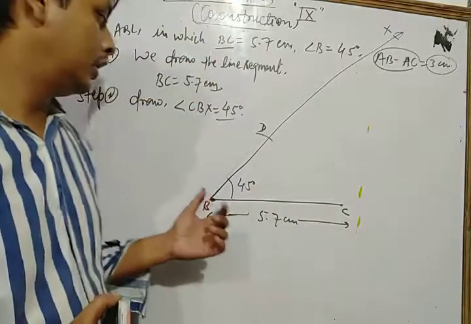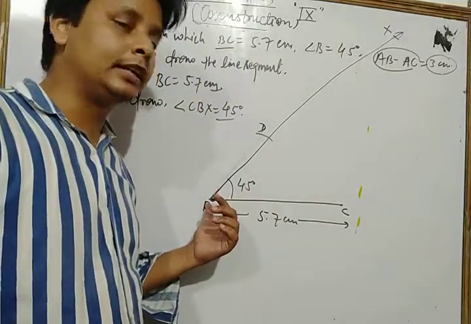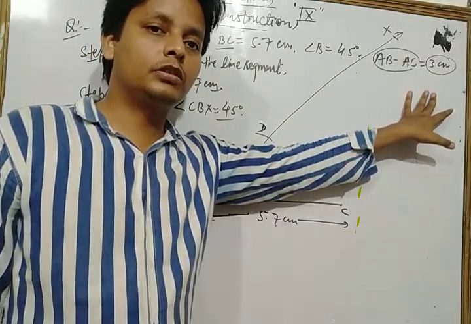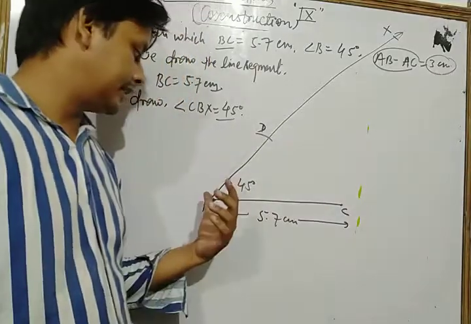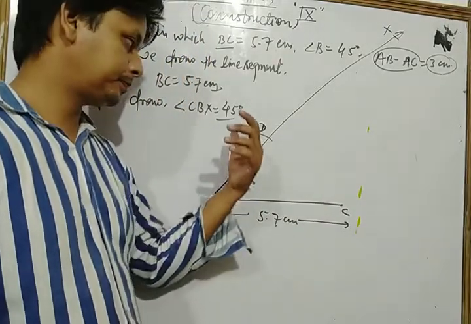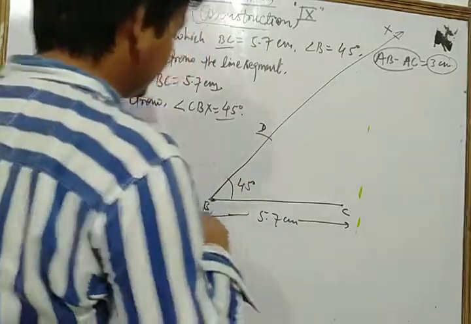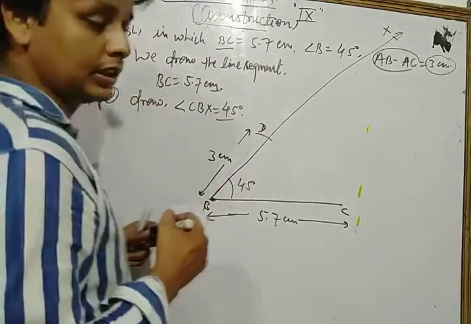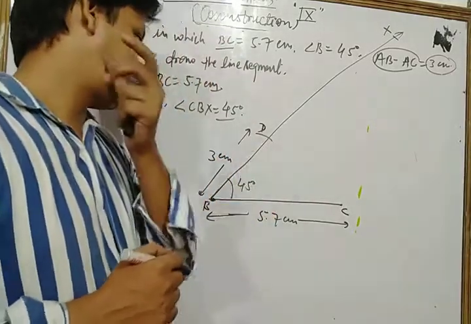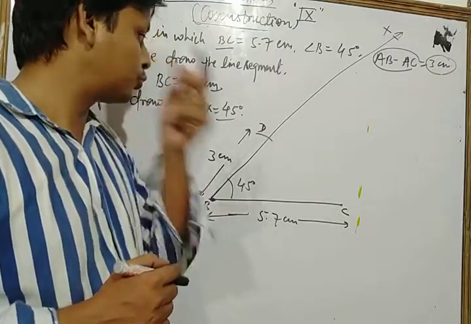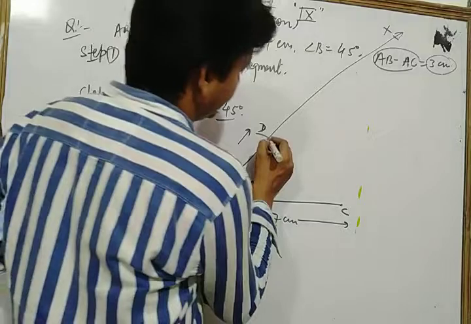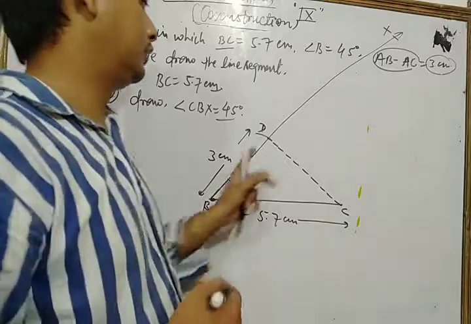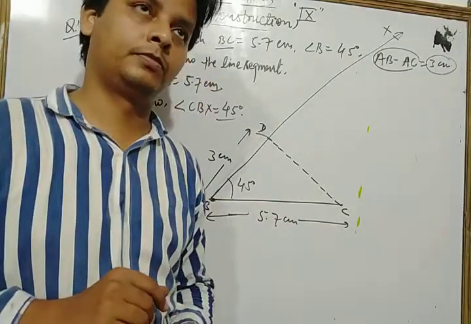So in the next step, taking B as center and distance equal to the difference between the other two sides of the required triangle, which is 3 centimeter, we cut an arc BD which cuts the previous ray BX at point D. After that we join CD. This is your next step.